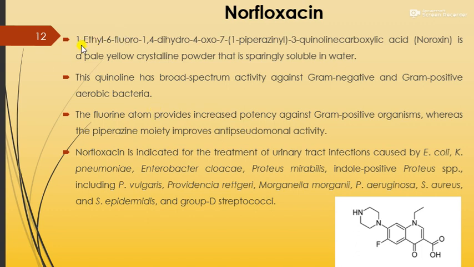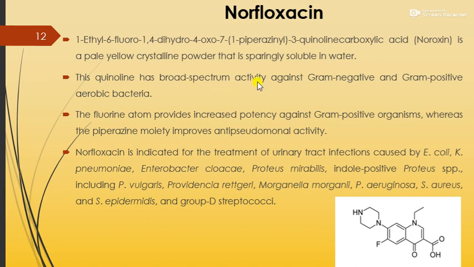Dear students, you can see the IUPAC nomenclature for norfloxacin. It is 1-ethyl 6-fluoro 1,4-dihydro 4-oxo 7-(1-piperazinyl) 3-quinoline carboxylic acid. Now we can correlate this nomenclature with the structure. You can see in the structure it is a 1-ethyl, then 6-fluoro, 1,4-dihydro 4-oxo 7-piperazine, a 3-quinolone carboxylic acid derivative. It is a pale yellow crystalline powder that is sparingly soluble in water.